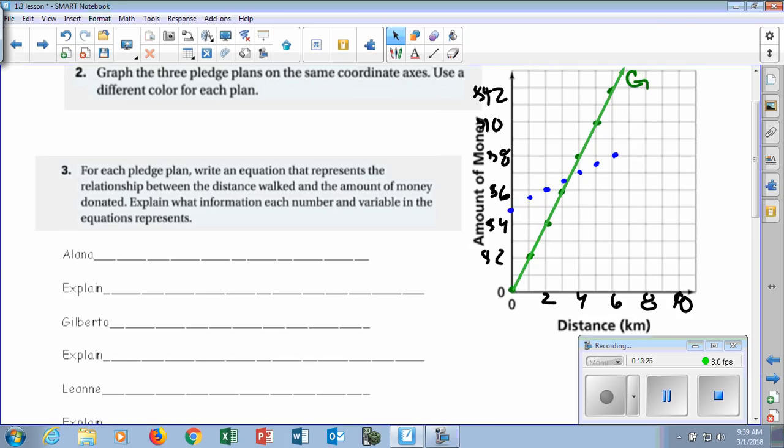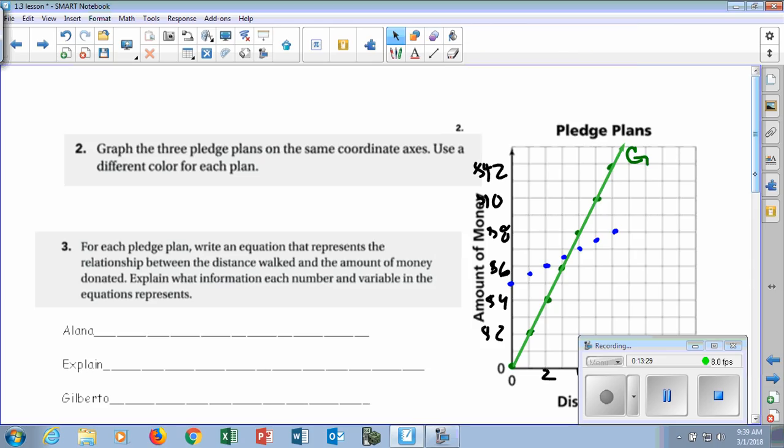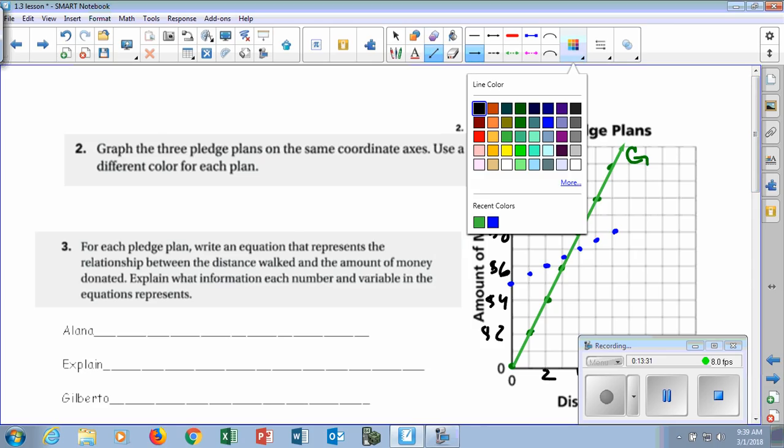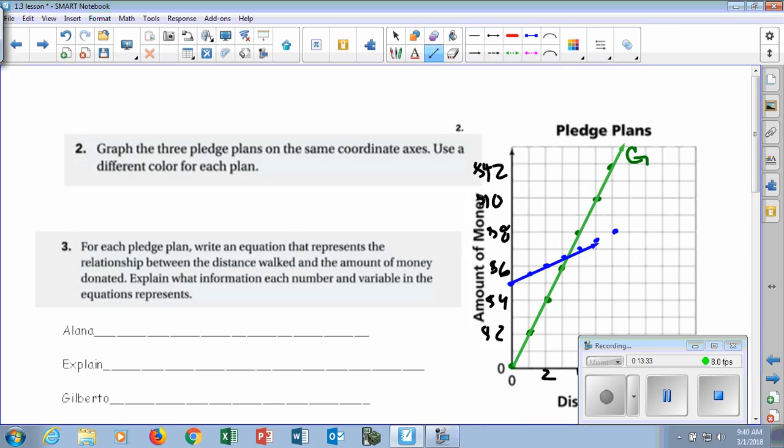Whoa, I moved my line. Let's try that again. If I get blue, there it is. Okay, so now if I make it, and again, I can always make this Elena, I can put an A here. So now last, this one's a little different than what we're used to making.